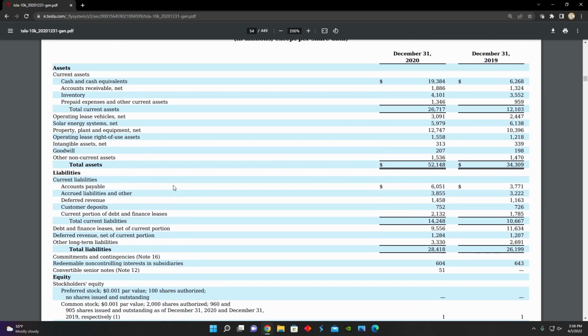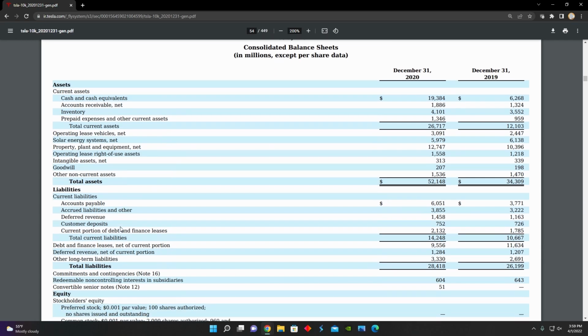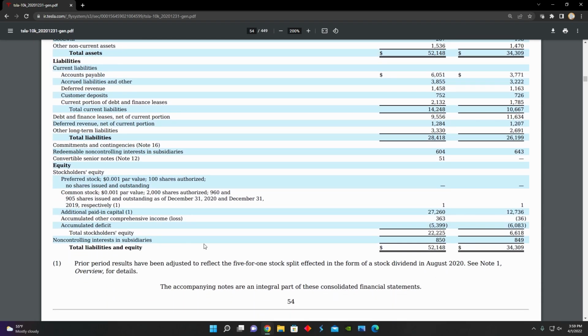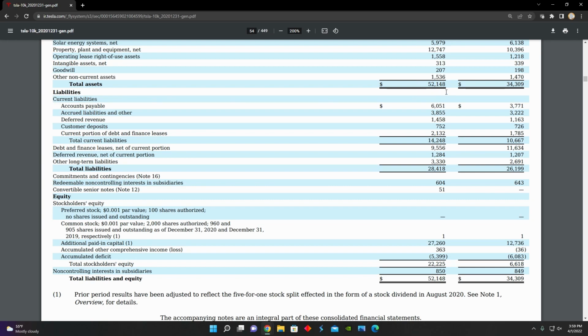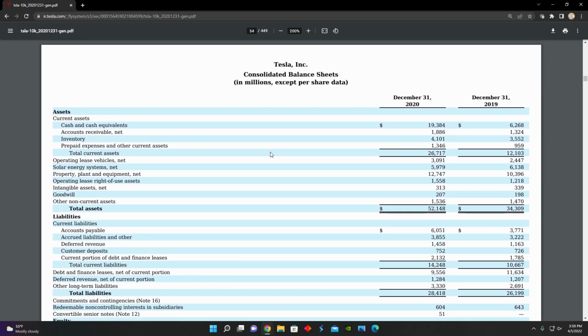equity. The reason why it's called the balance sheet is because the total assets are equal to the total liabilities and equity. As we can see right here, total assets 52,148,000,000, and then total liabilities and equity 52,148,000,000. The reason why they're equal is because whenever an accountant is recording the journal entries for a company, they're not only debiting the debit accounts over here like cash and property, plant, and equipment and inventory, but every time they debit one of these asset accounts, they're also crediting one of the liabilities and equity accounts.